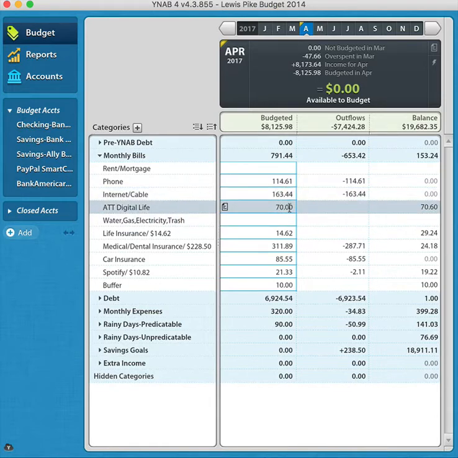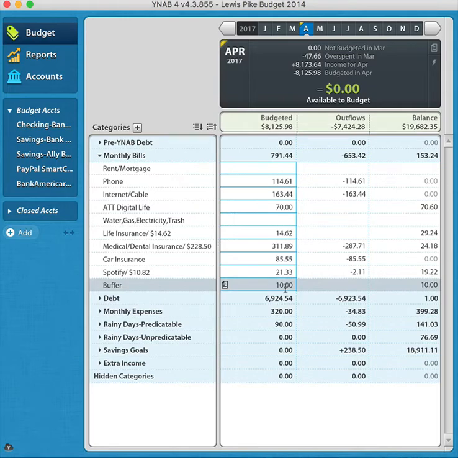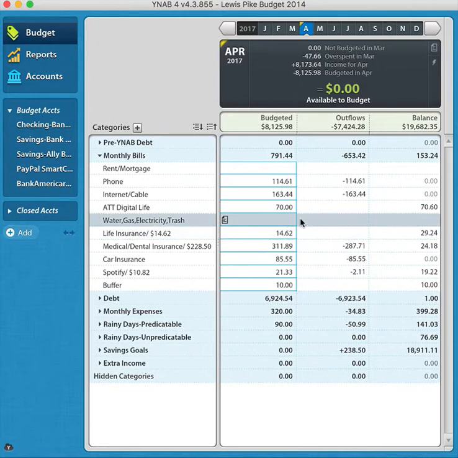For the AT&T Digital Life, that's my alarm system. I haven't paid that yet. That's just auto debited, so it'll come out sometime later in the month. Life insurance the same at $1,462. Medical and dental at $311.89, car insurance at $85.55, and Spotify, there's also a Google Drive and iCloud Drive subscription in there as well. And then Buffer is just my automation for social media. It just helps to automate some things for me. So those are those categories. I think for monthly bills, I have about $653 in there.